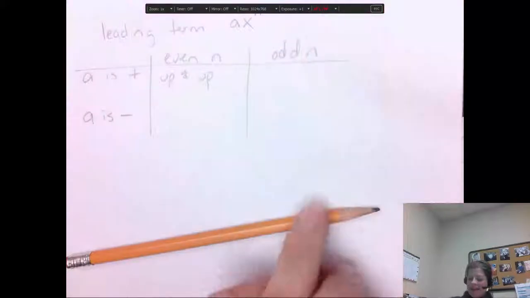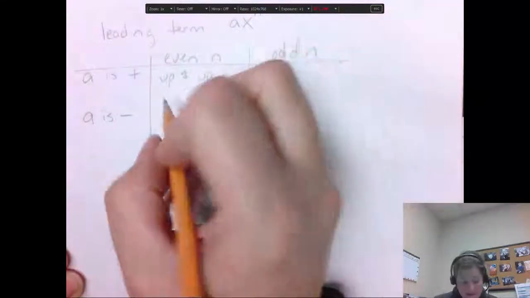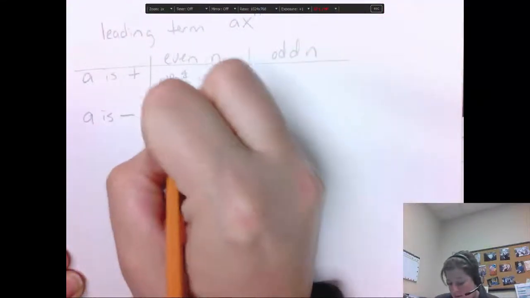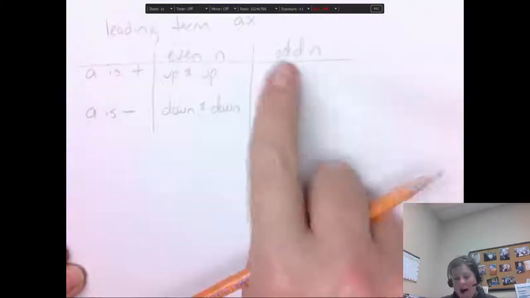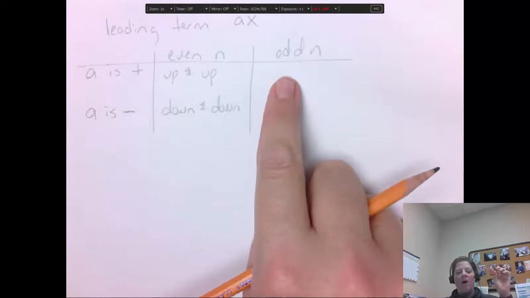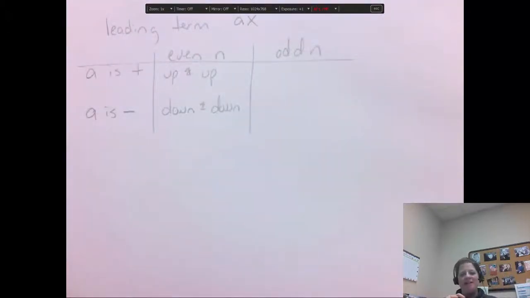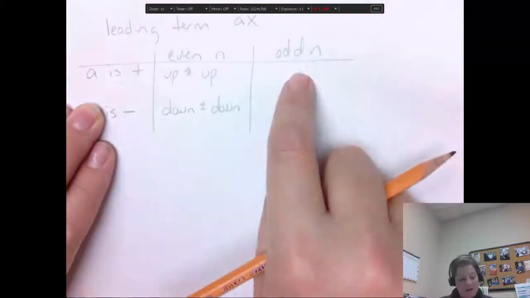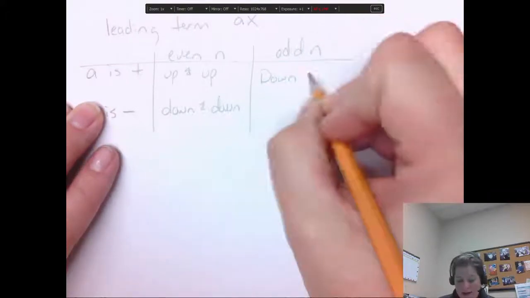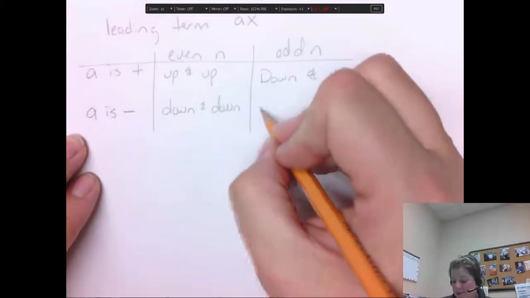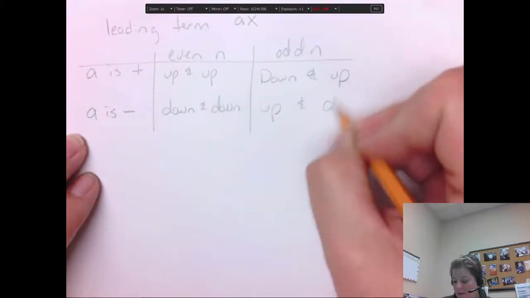Okay, so then if A is negative, that means down and down for your end behavior. Now, odd is different. So odd, they're opposite. If you think about x to the third, they kind of go up and like this. So if it's positive A and it's odd, then it's going to go down and then up. If it's negative, it's going to be opposite, so it'll be up and then down.